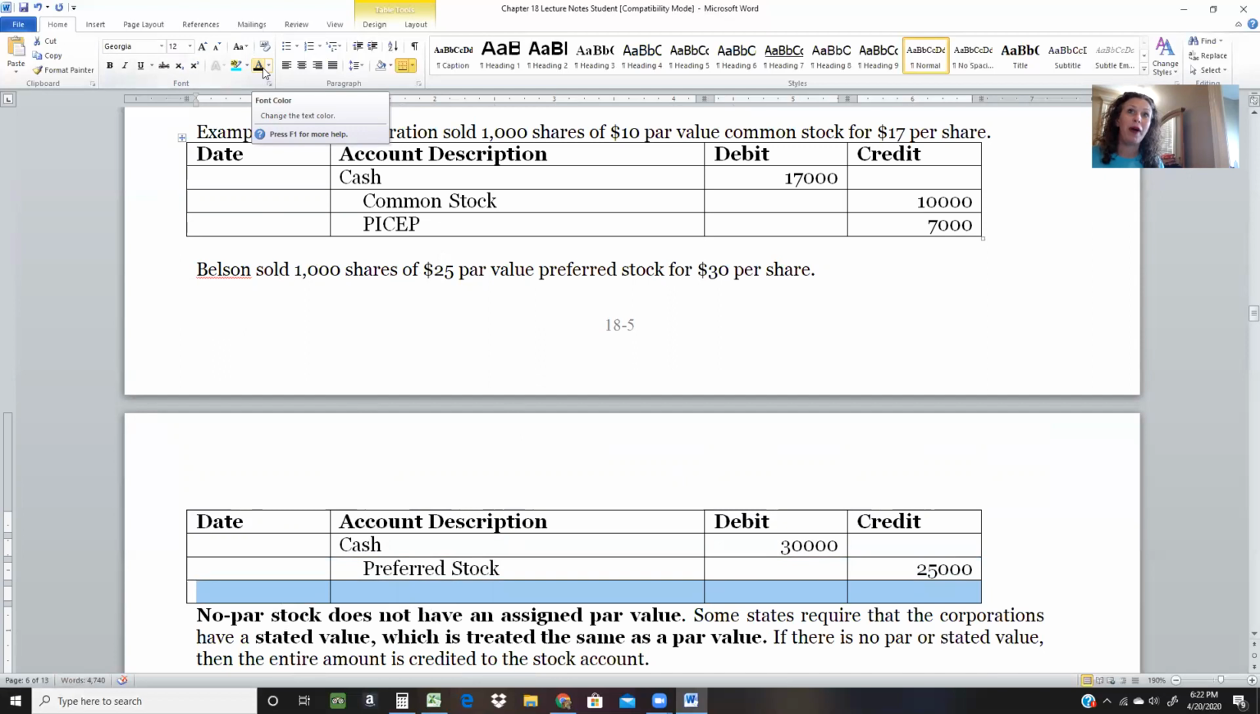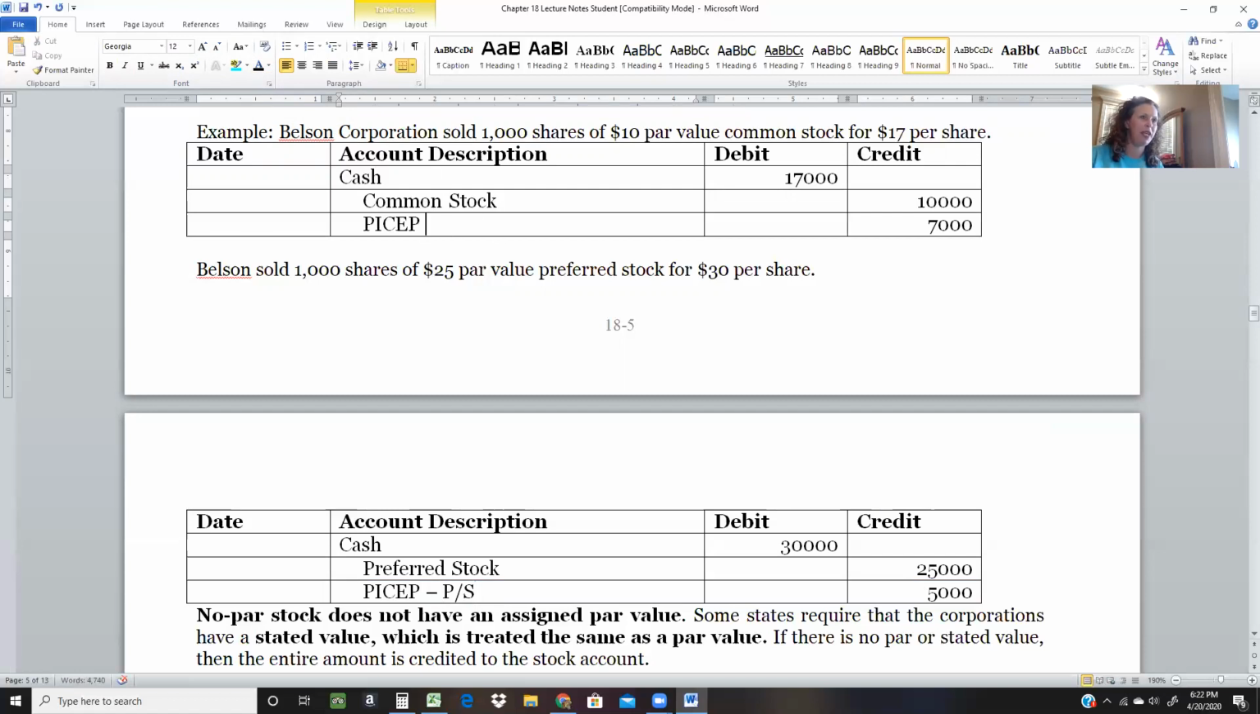And sometimes we go PICEP dash preferred stock. The dash preferred stock just keeps track of how much PICEP is related to preferred stock. And we can also do the same thing up here and do dash common stock, so we can keep track of it separately. The only time that becomes important is when you do treasury shares, because if you do treasury shares, you'll use up the PICEP account before you do other stuff. And we'll talk about that in a minute.